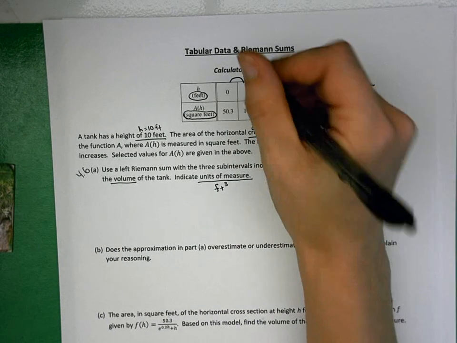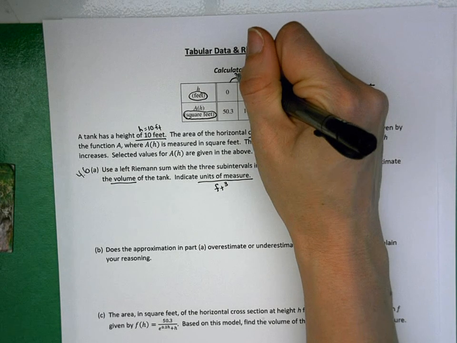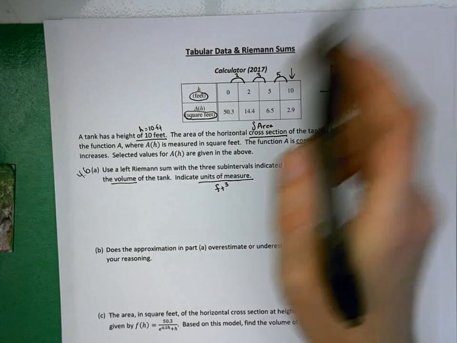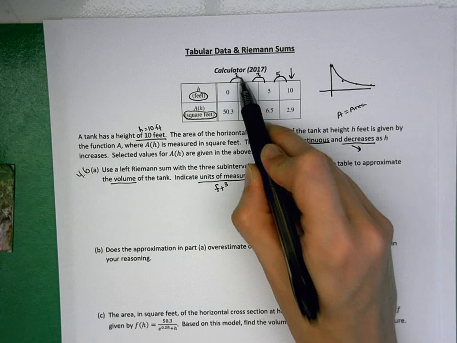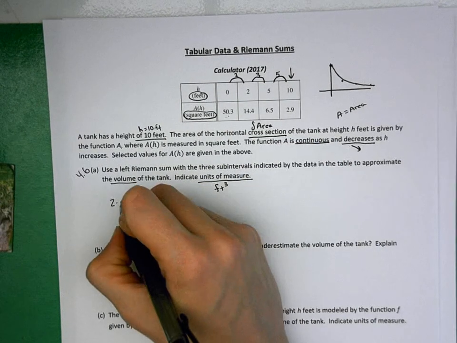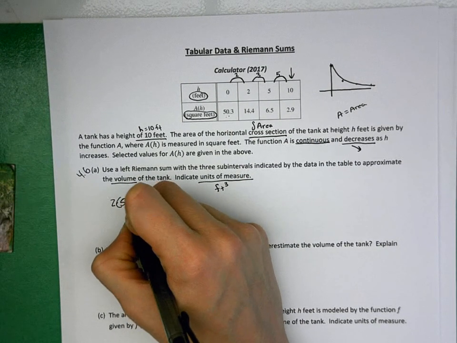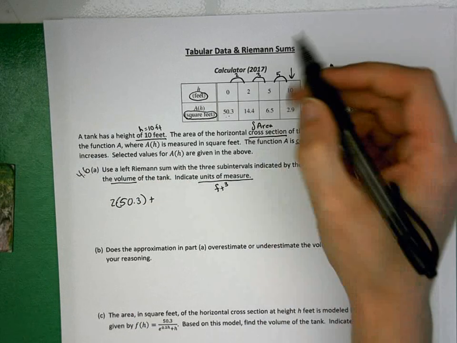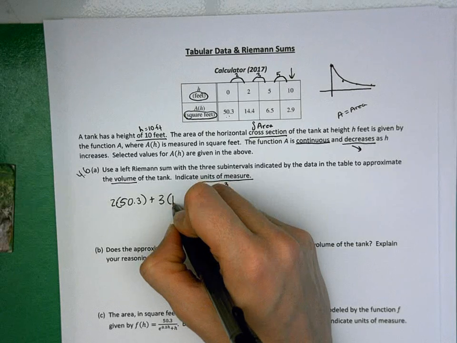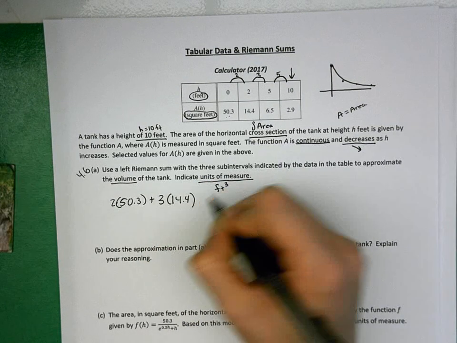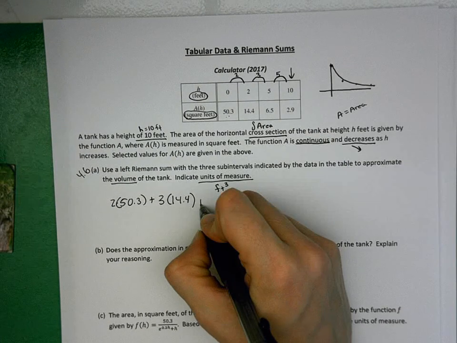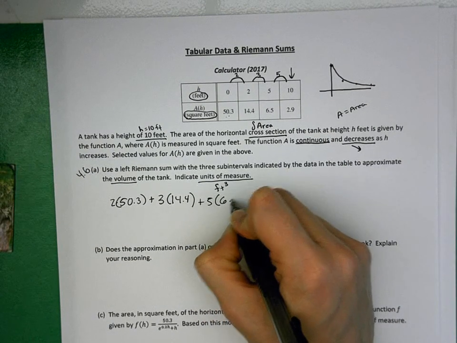Okay? We have our change in our base, which is 2. 2 to 5 is 3. 5 to 10 is 5. So my first subinterval here, it is 2 times my left-hand value, which in this case would be 50.3. Okay, second one, we have 3 times my left-hand value, which is 14.4. And then third, we have 5 times my left-hand value, which is 6.5.